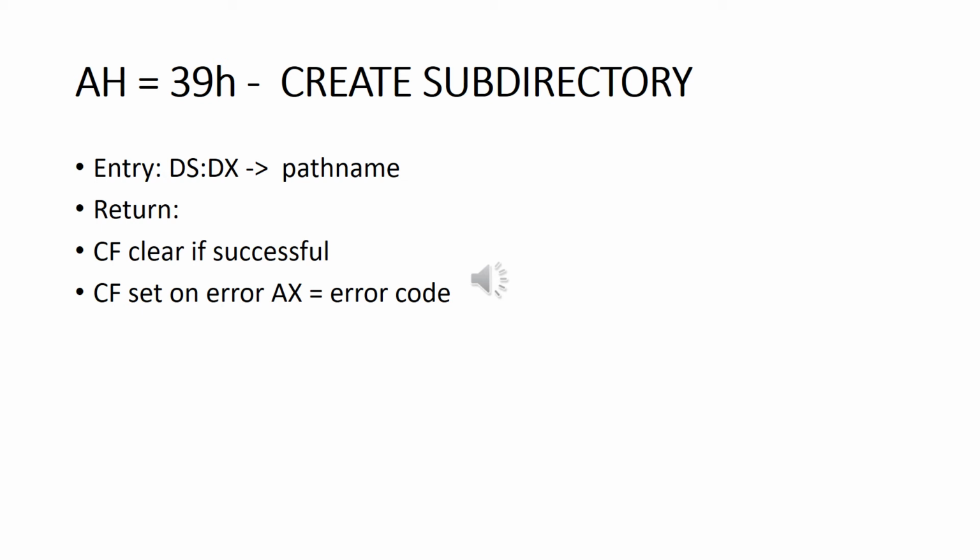Otherwise, CF will be set, that means carry flag will be 1 and the error code will be present in the AX register. So in the input registers, we have to put the DX value as the path name, and in the AH register 39H must be mentioned.